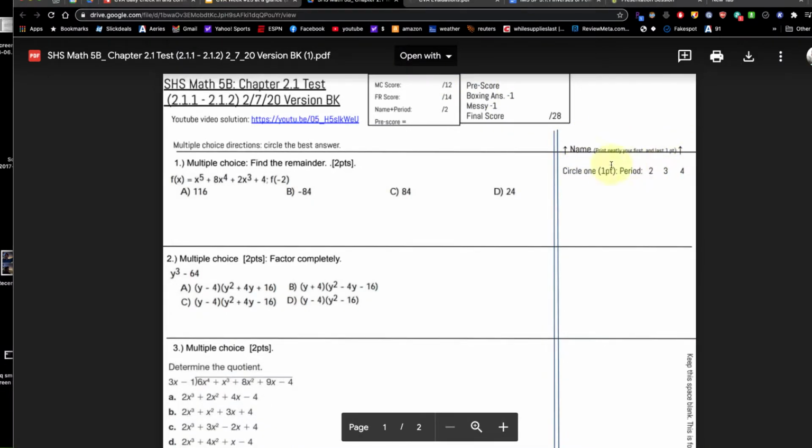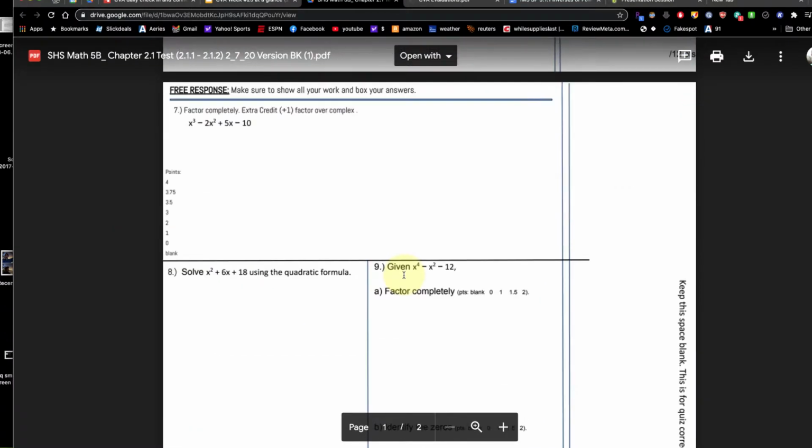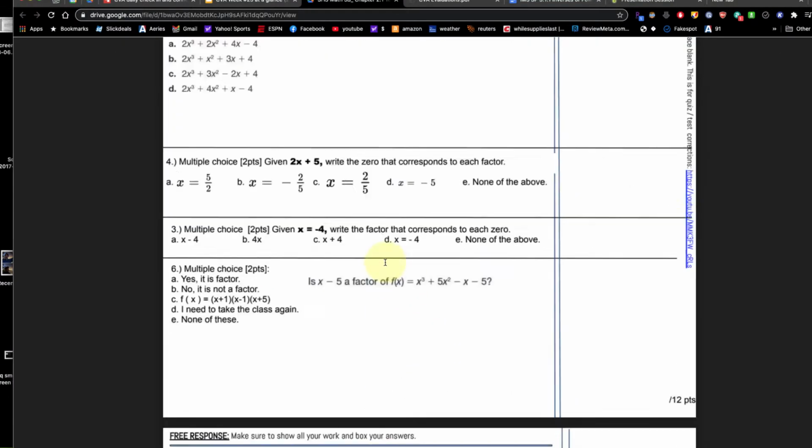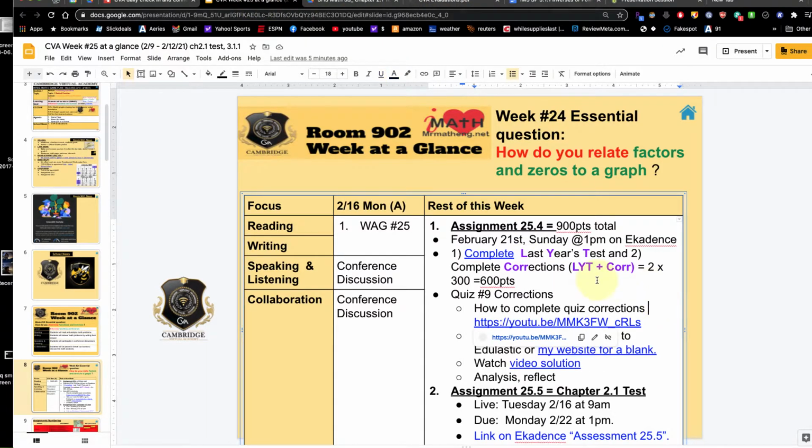So fill it out. Yes, I know your period's not there because this was last year. Show all your work on the left-hand side there and the back problems here. Okay. And then it says complete corrections.